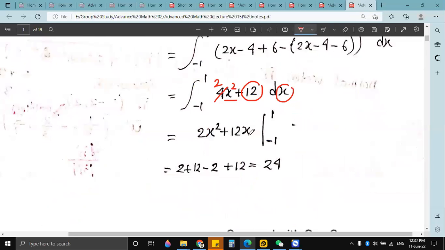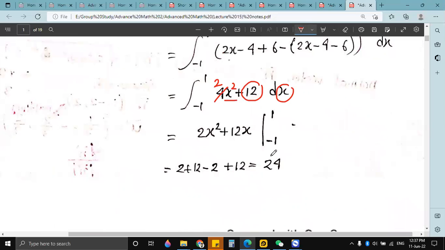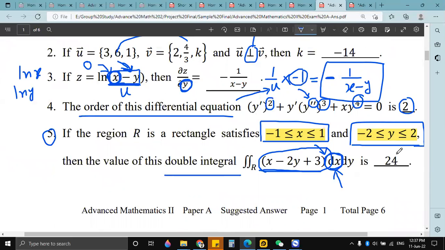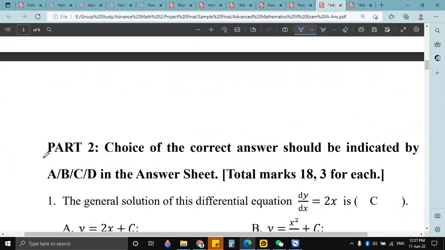Here, I have written the boundary in the right order, right? This is the boundary of y, so y is inside, and this is the boundary of x, so x is outside. So it doesn't matter if the boundary is okay and if my notation is okay, then I will get the same answer. Okay, I get it. Thank you, Omar. Yeah, so our answer is 24. So this is the solution for the first part, and then let's go to the second part.